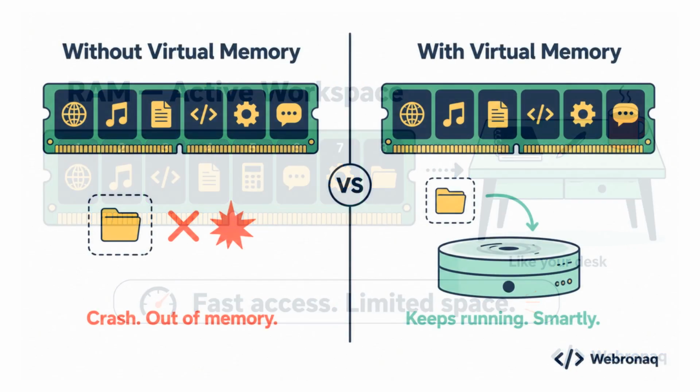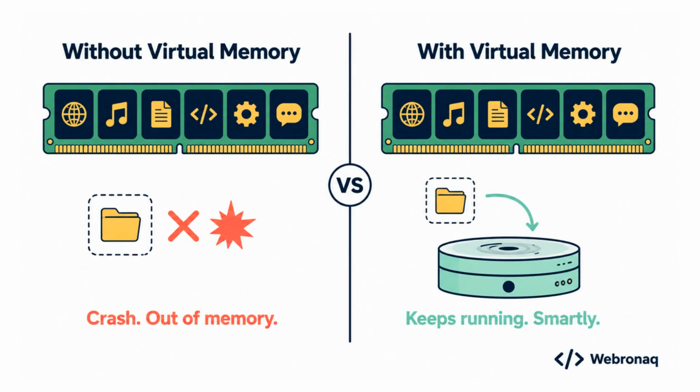Let's see. Now here's the problem. Your RAM has a fixed size. So what happens when you keep opening more apps, and the RAM is already full? In a world without virtual memory, your computer would simply crash, or refuse to open the next app, or throw an out-of-memory error. Game over. But that's not what actually happens, right?